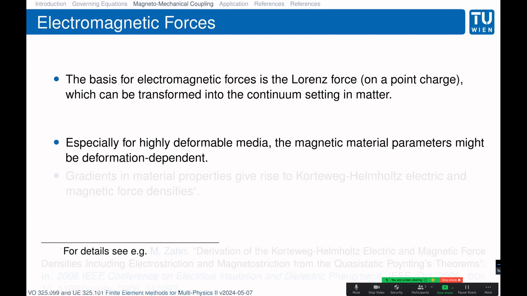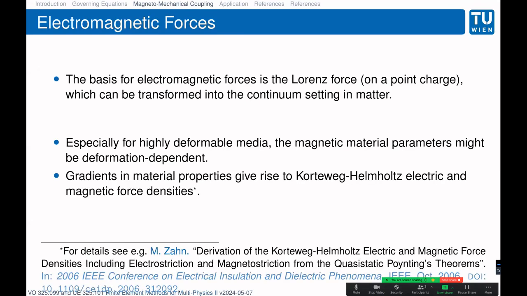Especially for highly deformable media, the magnetic material parameters might be deformation dependent, but this is something we will neglect at this point. But be aware that this can happen. And gradients in material properties can give rise to so-called Korteweg-Helmholtz electric and magnetic force densities. I have also a reference here if you're interested in these effects. You can read up on those in the reference.